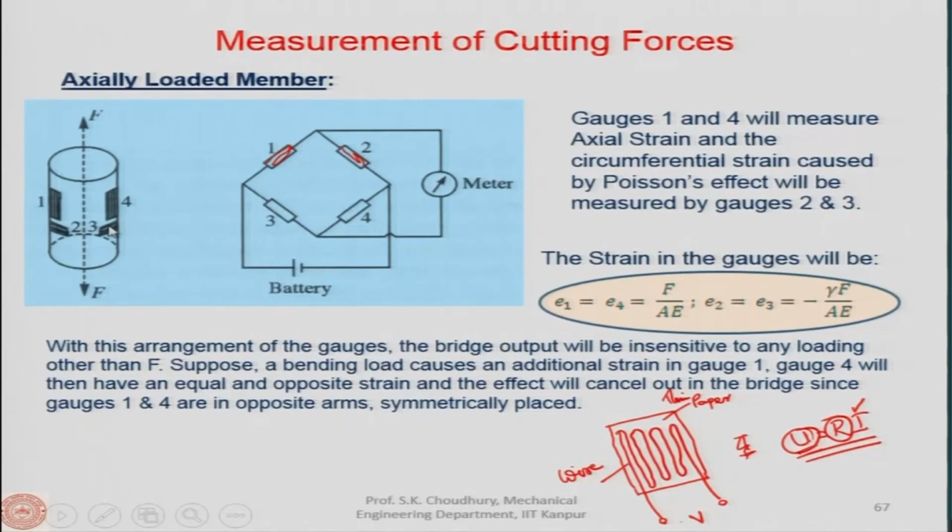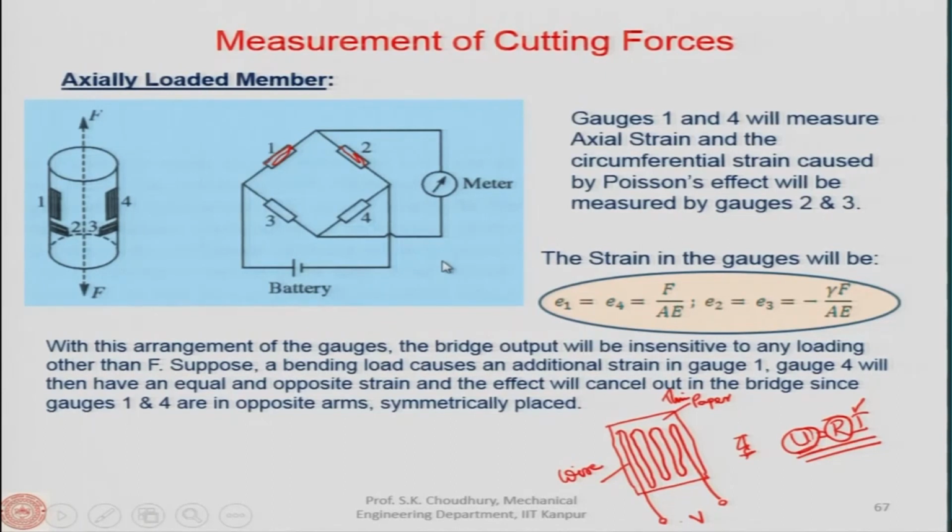Similarly, 2 and 3 will show you only the circumferential strain, and these are the values that depend on that. These are constant values. So the strain that you are measuring by this meter is proportional to F. If you are measuring the strain, it will indirectly give you the value of the force that is acting here. So this is the measurement of the force we are talking about.